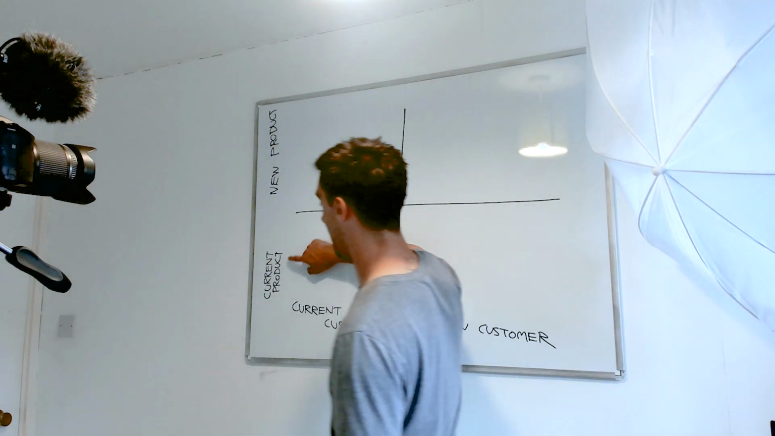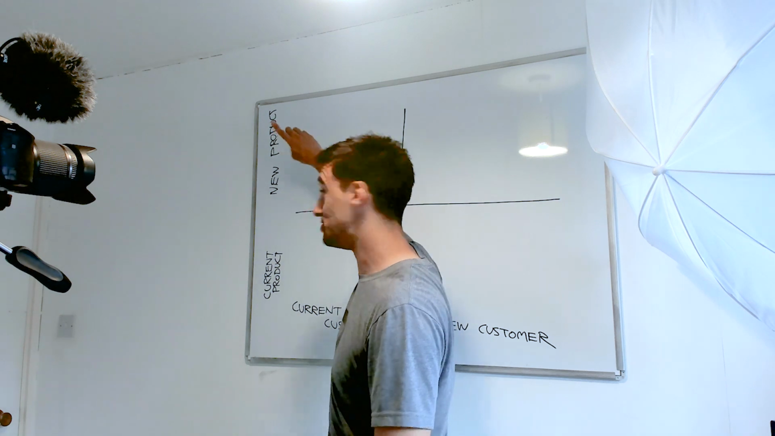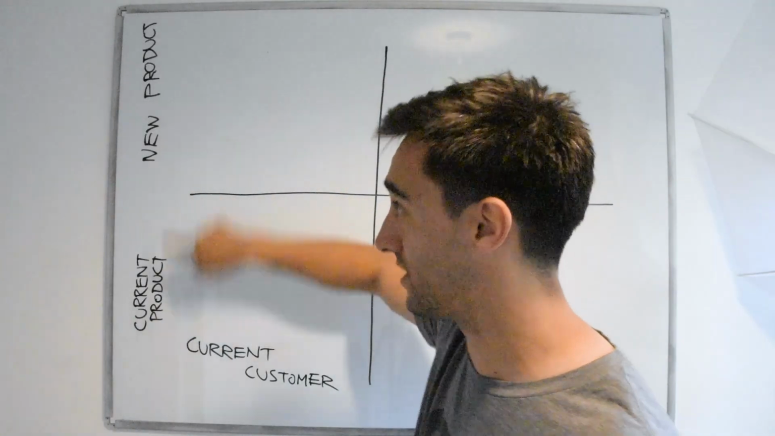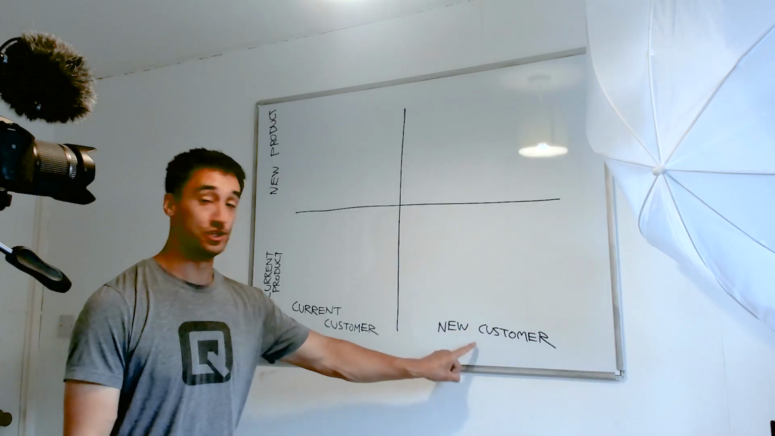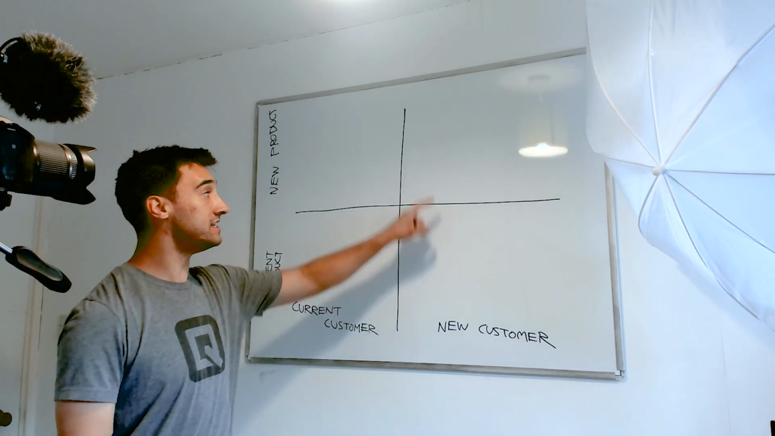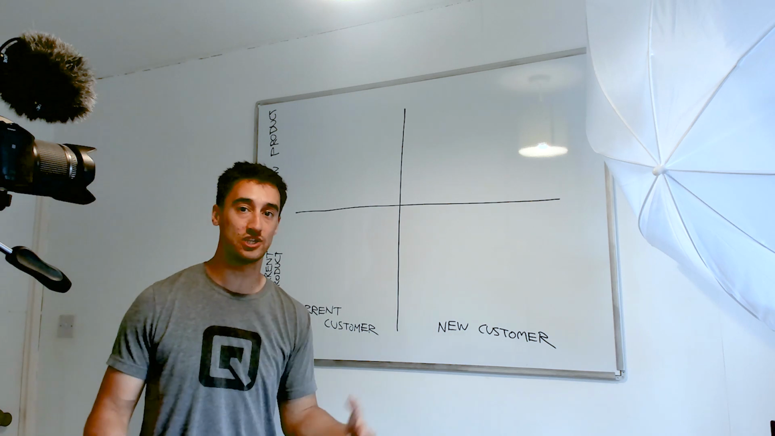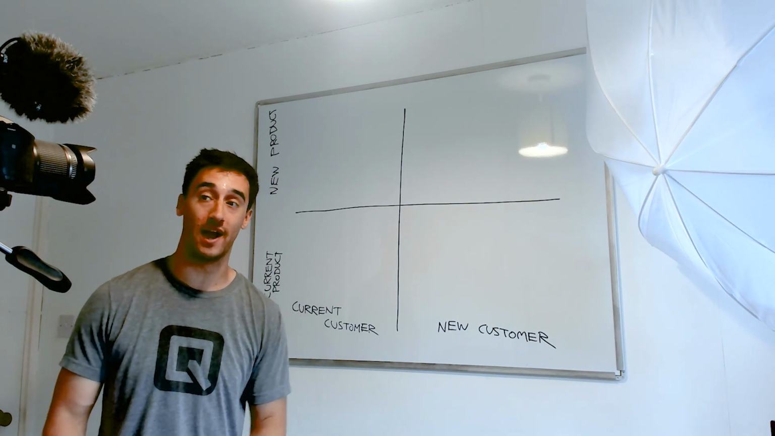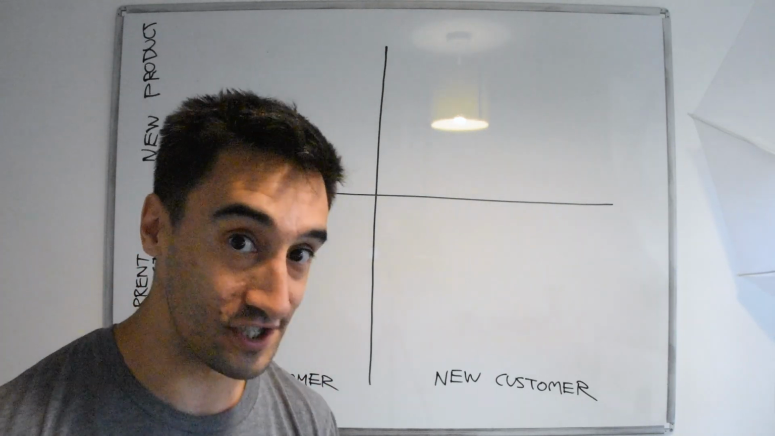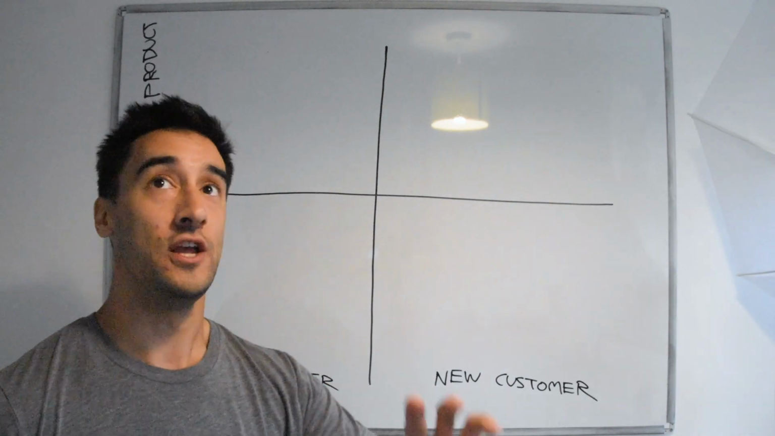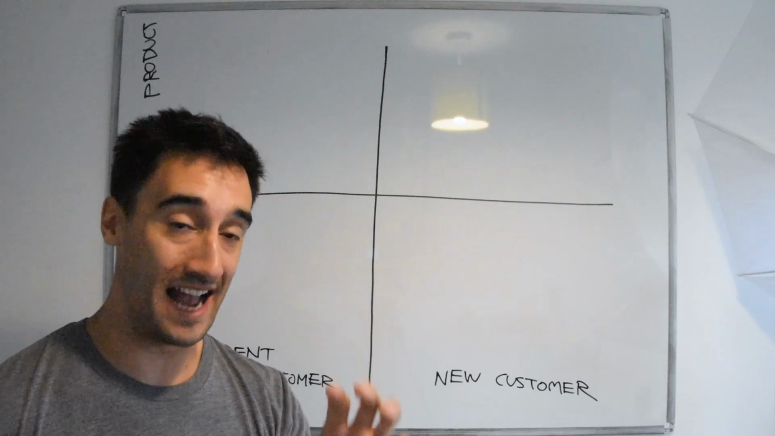On the right here, we have current products and new products. Super simple. And on the bottom, we have current customers and new customers. They're divided into four areas of where essentially you're more likely to get ROI, it takes less energy to generate ROI, it's faster to generate ROI, and also you're more likely to see success.